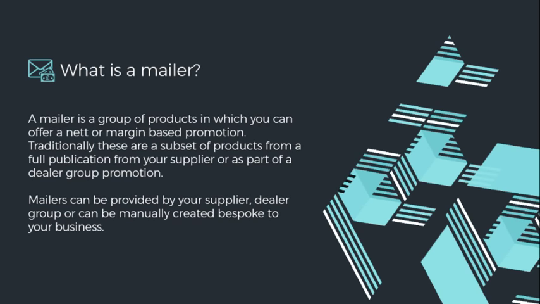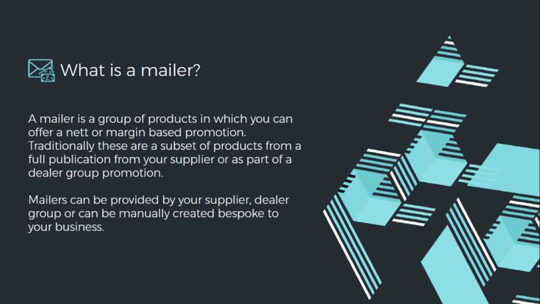Okay, so what is a mailer? So as you can see on screen now, a mailer is a group of products in which you can offer a net or margin-based promotion. So against a certain product or products, you can basically set whether it's going to be a selling price or a margin. So traditionally these are a subset of products from a full publication from your supplier as part of a dealer group promotion. So you can get these kind of mailers from the likes of Vow, Spicers, Dams, etc. and also from the likes of Office Friendly, Superstar and so on.